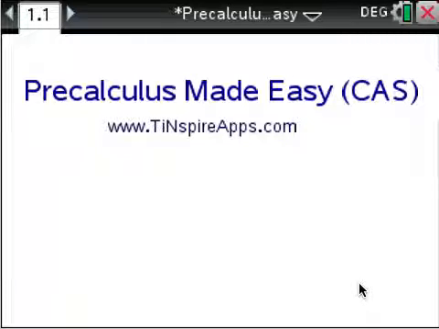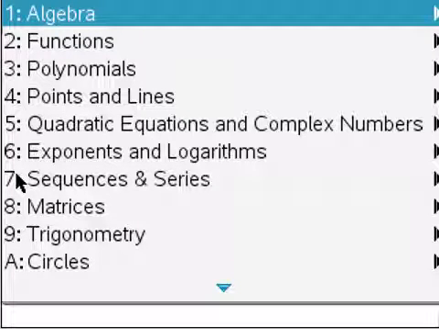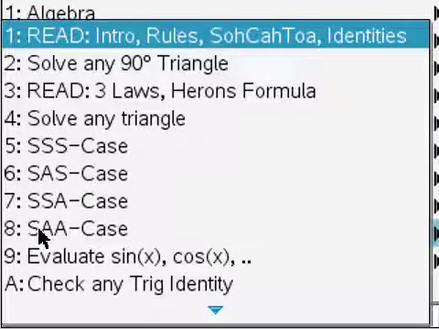So the Precalculus Made Easy app is perfect if you're a college student, a high school student, or someone who just wants an in-depth refresher of precalculus. So let's just get right into it. A huge part of precalculus is trigonometry, right here.